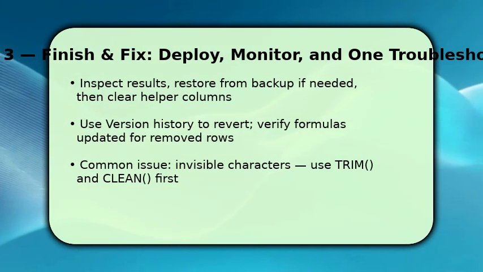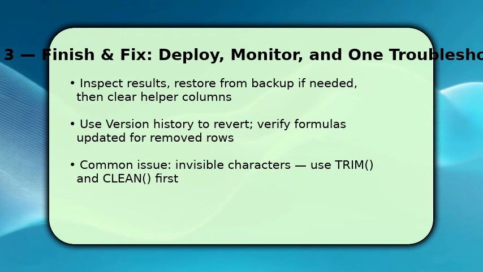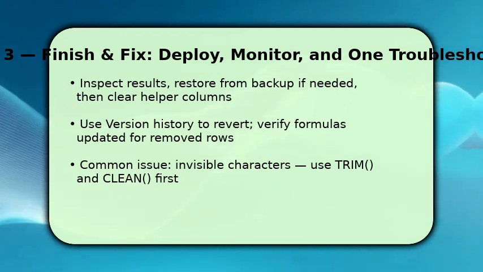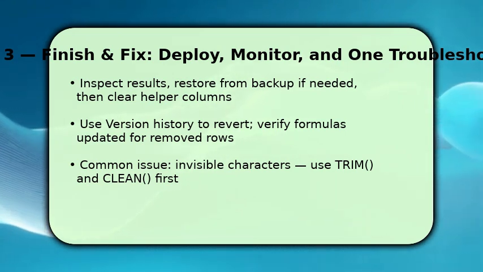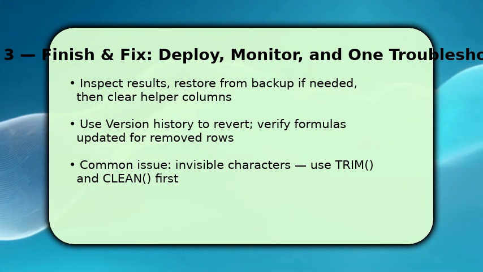You finish by inspecting the clean data and comparing counts to your backup. Make sure totals and key identifiers still align. If something looks wrong, revert via version history or restore the duplicated sheet, then repeat with adjusted column choices. Once satisfied, remove helper columns and reapply any necessary formulas.